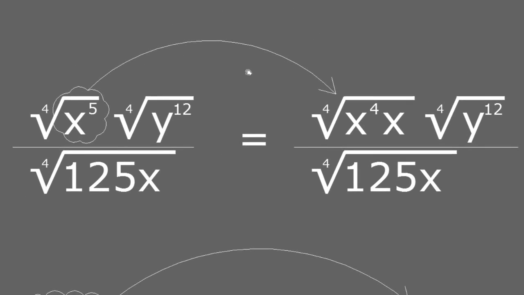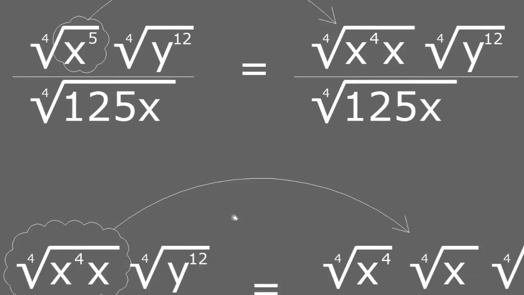Now for the next step, I factor x with an exponent 5, x to the 5th power, into x to the 4th power multiplied by x, or what is the same thing, x with an exponent 4 multiplied by x. If you perform this multiplication, it is x with an exponent 5, x to the 5th power. That's it for this step.